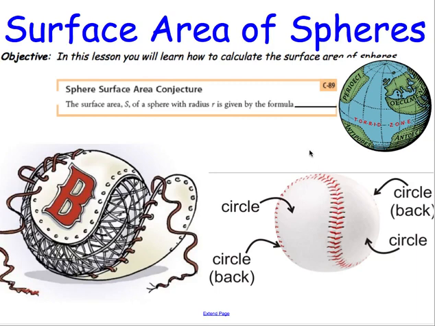In this lesson, we're going to learn about the surface area of a sphere. It's kind of an interesting idea. We've talked about how a sphere is like a globe. And when we talk about the surface area, that's kind of the outside covering. And this is a very tough thing to actually try to cover.